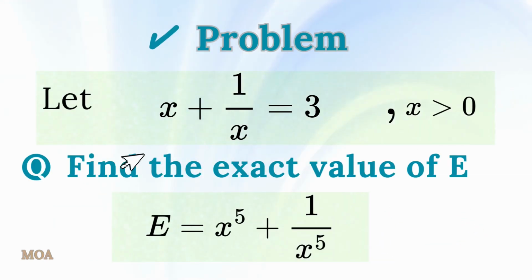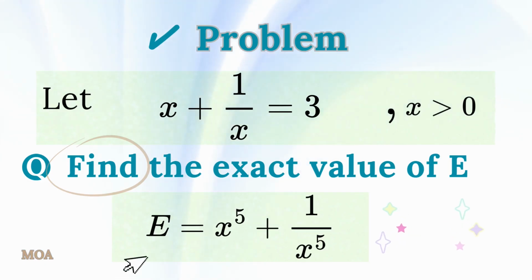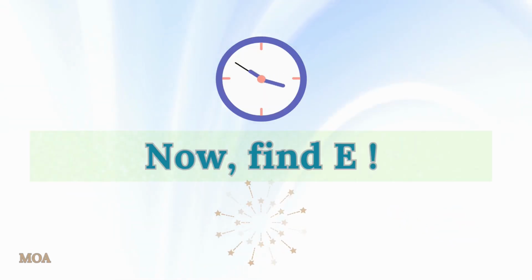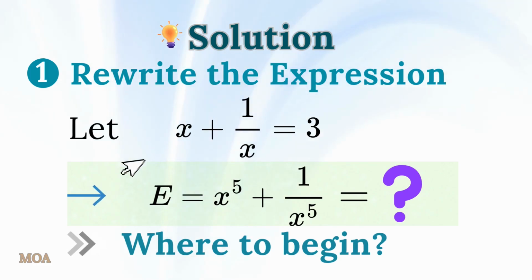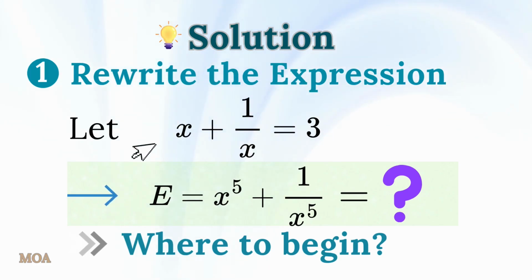Here is our problem statement. Let x plus 1 over x equal 3, where x is a strictly positive real number. Your challenge is to find the exact value of the expression e, defined as x to the power 5 plus 1 over x to the power 5. Now, find e. Well, before we begin the solution, let us first rewrite the equation x plus 1 over x equals 3 and the expression e.